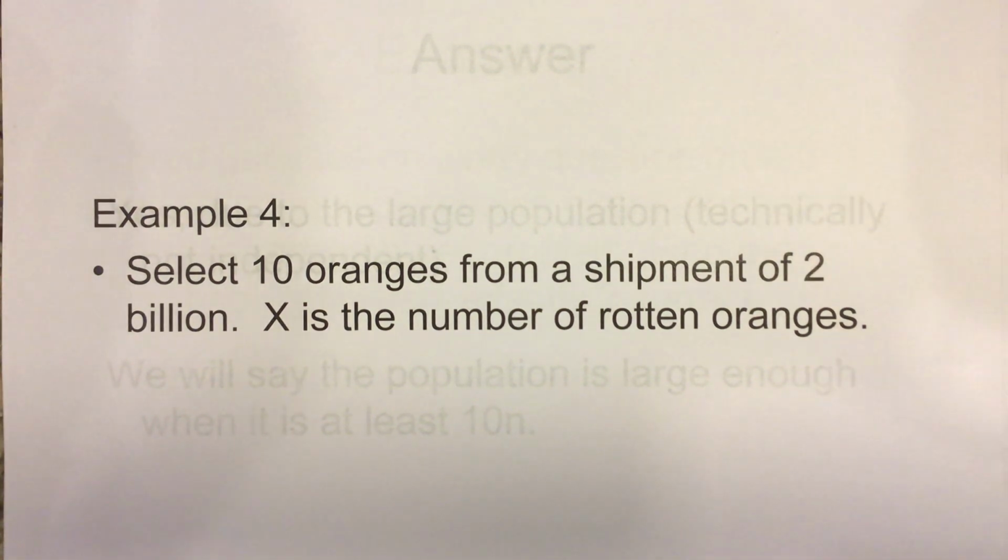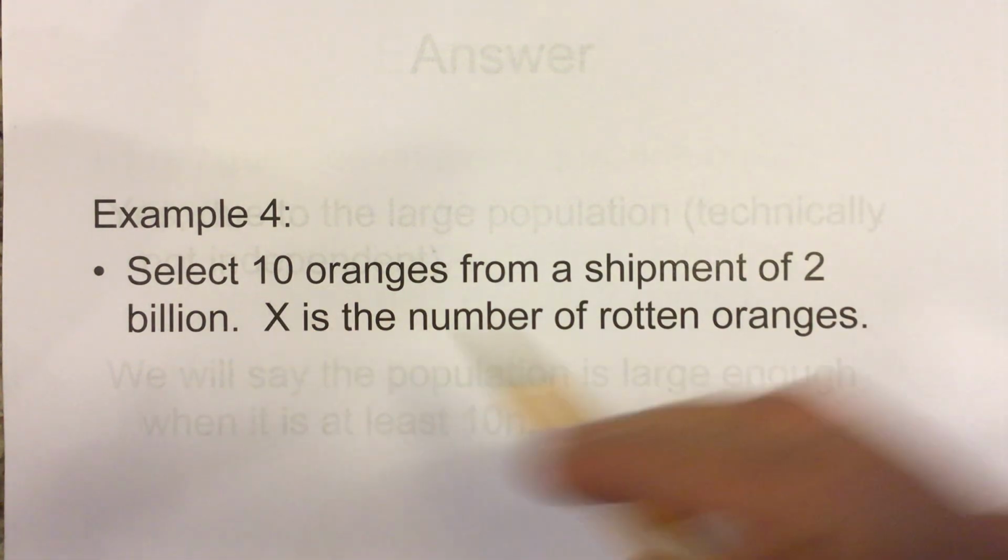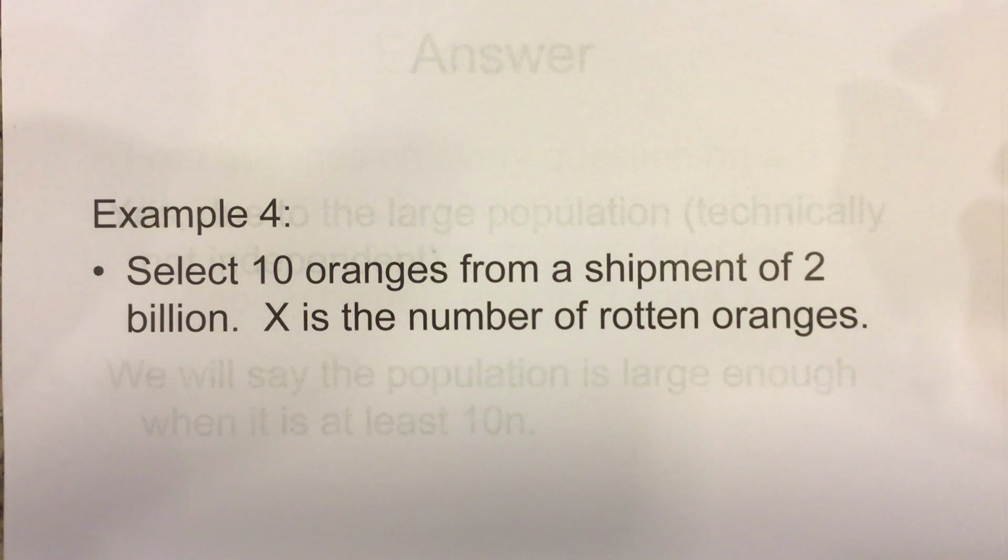Again, pause it, see if you can answer this. All right, we're going to select 10 oranges from a shipment of 2 billion oranges. That's a big shipment, by the way. X is the number of rotten oranges. All right, so again, do I have 2 possible outcomes? Yes, rotten, not rotten. Do I have a fixed number of observations? Yes, we're going to look at 10 oranges, so N is 10.